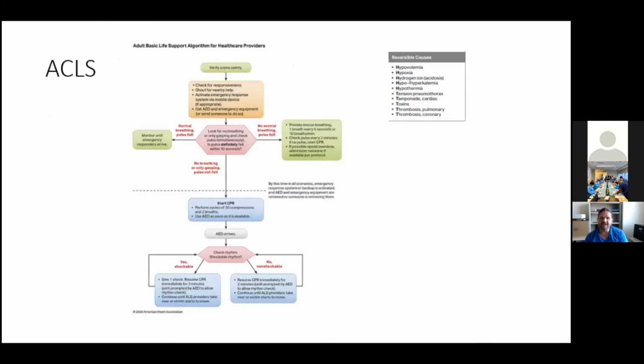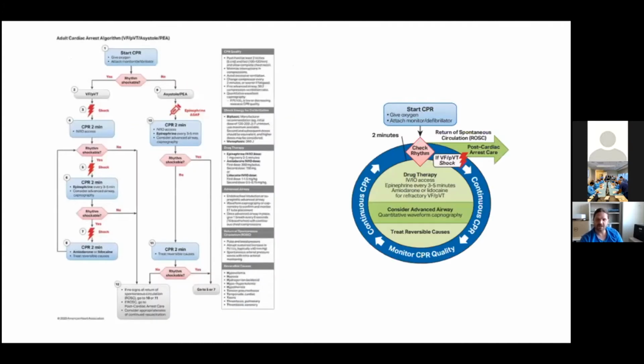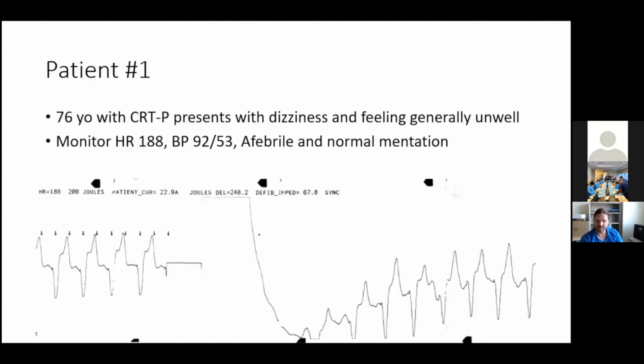ACLS really hinges upon figuring out whether people are breathing normally and whether their heart's beating normally. This is the key to everything that we're going to be doing. It's nice to have the reversible causes easily accessible, but figuring out the stability of the patient first and foremost is very important. So let's start by going through a patient.